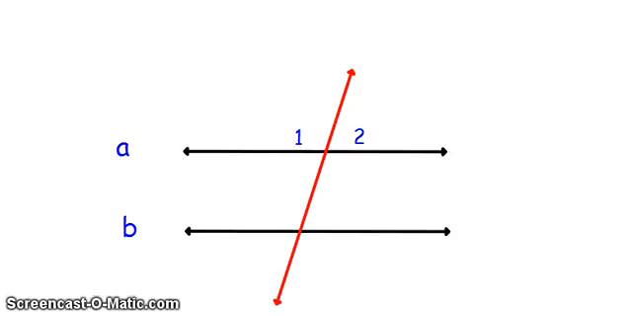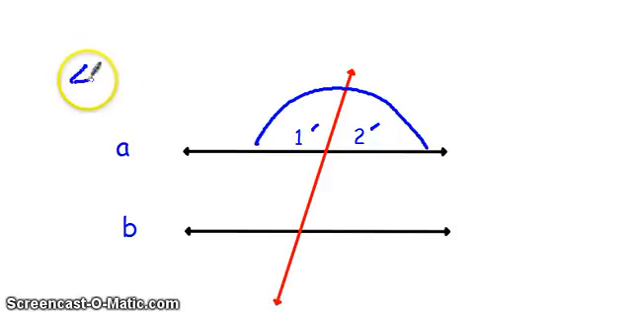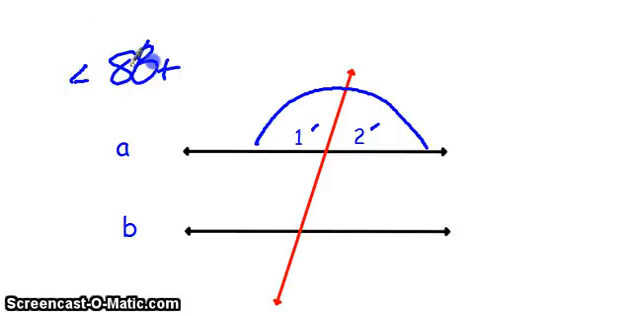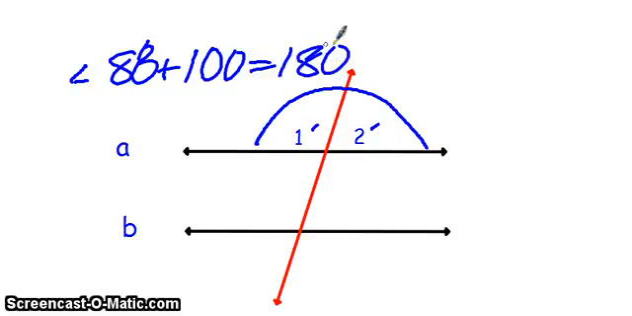What we're going to look at now is the relationship between different angles when a transversal does cut the parallel lines. So you see I've labeled angle 1 and angle 2. And from what we learned the previous day, we can see that angle 1 and angle 2 are on the same side of one of the lines. So those two angles add up to 180. So if angle 2 were, say, 80 degrees and angle 1 was 100 degrees, that would add up to 180 and they would be supplemental.